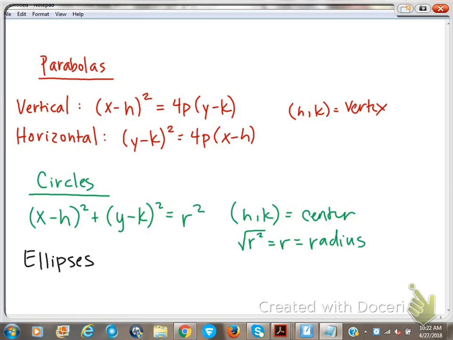So when it's ellipses, I'm not going to have enough room here. Hold on, I got to erase. Wish I was working with this one. Oh, I wish I had a smartboard.